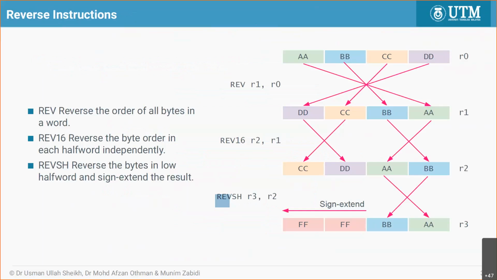And then we have reverse instructions, which are more like trying to help convert big-endian to little-endian numbers. So for reverse, REV, they all got swapped. Here we have the lowest byte becomes the highest byte, second lowest becomes the second highest, second highest becomes second lowest, and the highest byte becomes the lowest byte.